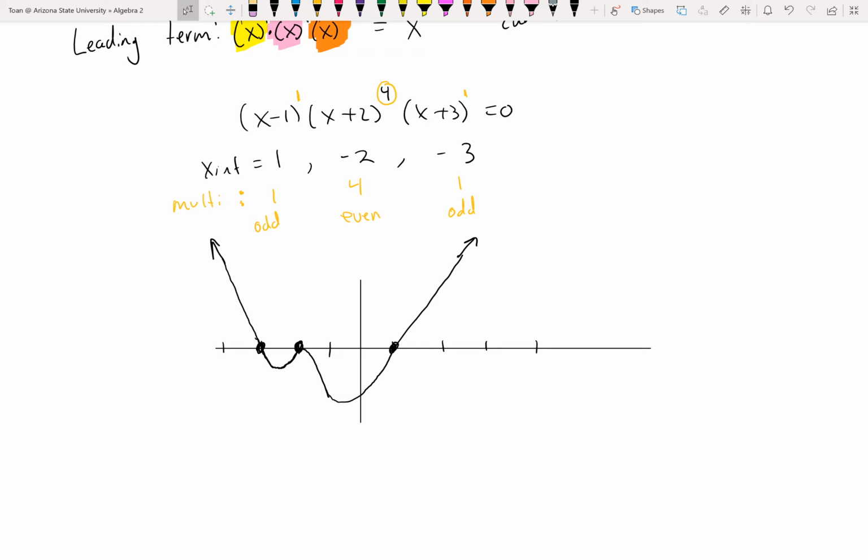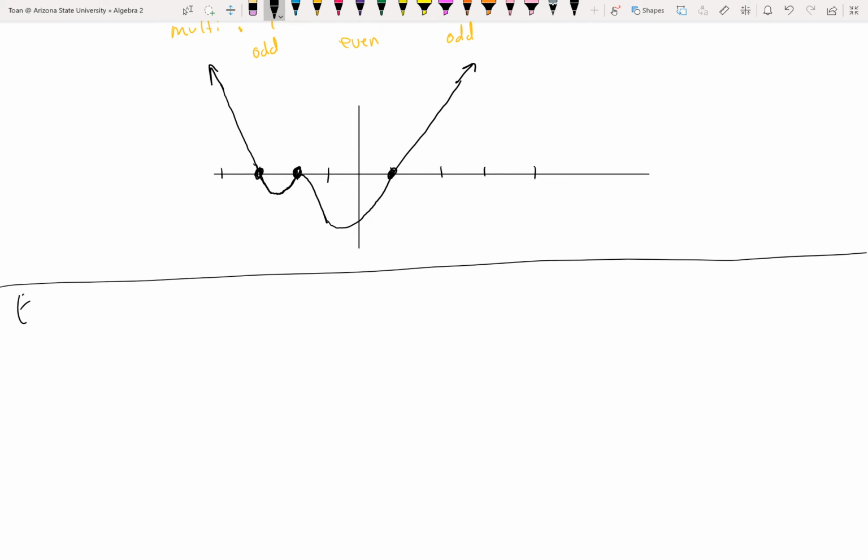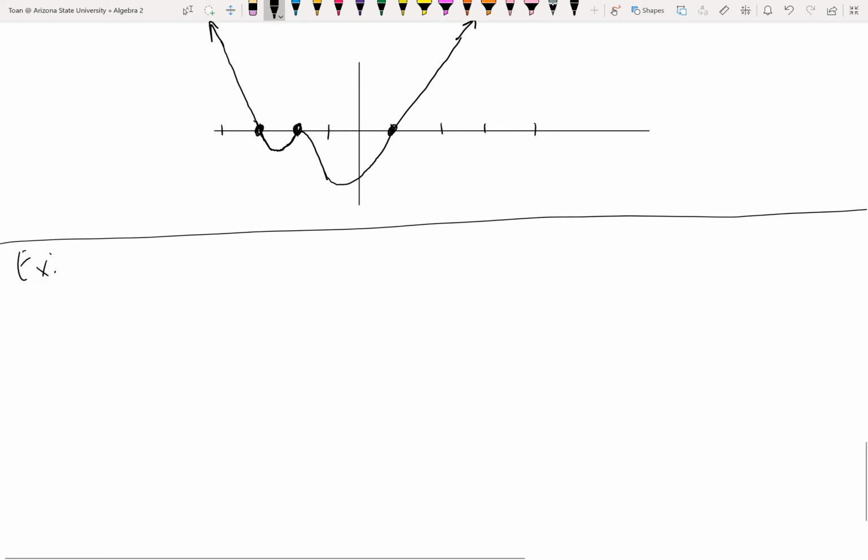So now we know what happens in the middle of this graph. It should have 2 troughs. So that's it. That's how we sketch polynomial functions pretty quickly if you know the x-intercepts and if you know the multiplicities of those x-intercepts. Let's just do one last example really quickly to show you how fast this should take.